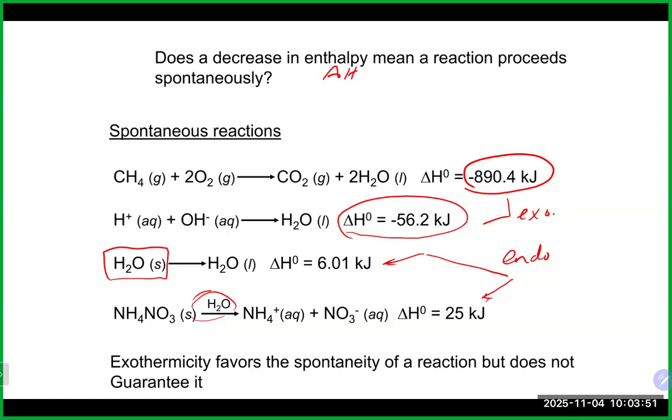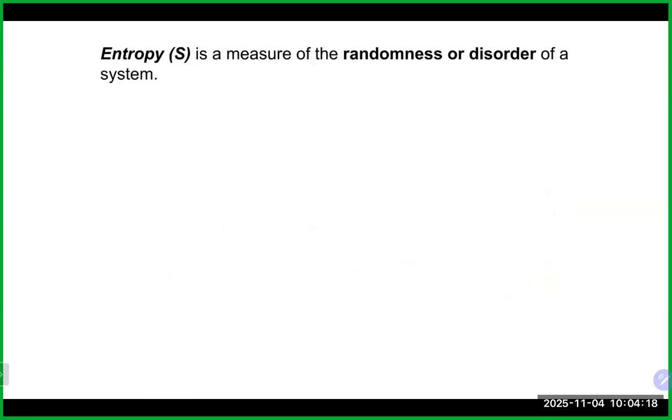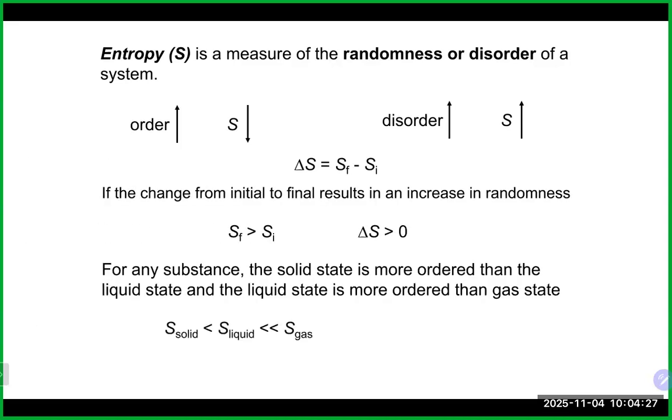So one of the things that is helpful in a reaction perhaps being spontaneous is if it is exothermic. But as you can see here, it is possible definitely to have some endothermic reactions that are also spontaneous as well. So exothermicity does favor a spontaneous reaction. It doesn't necessarily guarantee it. So we do have to look at another value to help us understand whether or not a reaction will take place. And that other value here is delta S and our entropy.